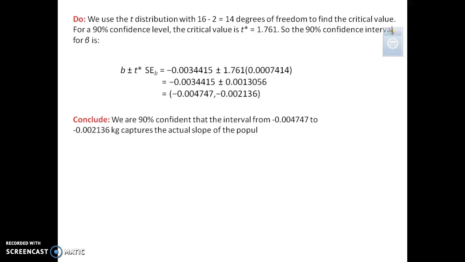So we're 90% confident that the interval that we found captures the actual slope of the population regression line, relating NEA change to fat gain for healthy young adults. Now, we can only make inference back to the healthy young adults, because that was our random sample. It was a random sample of 16 healthy young adults from the population of healthy young adults. So that's as far as we can take that inference.